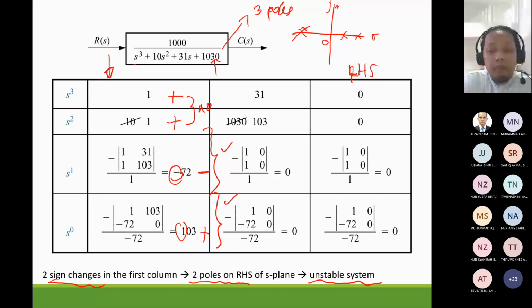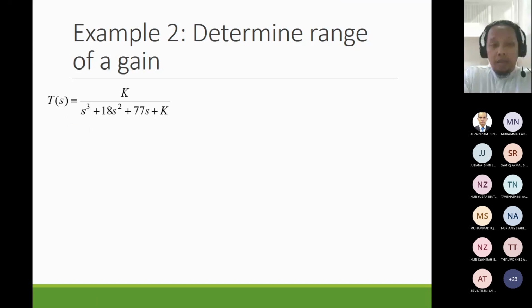Okay, so let's look at an example of how this Routh criteria is actually applied, applied for determining some other things in automatic control. So for example, here you have this transfer function T(s) equals K divided by s cubed plus 18s squared plus 77s plus K.